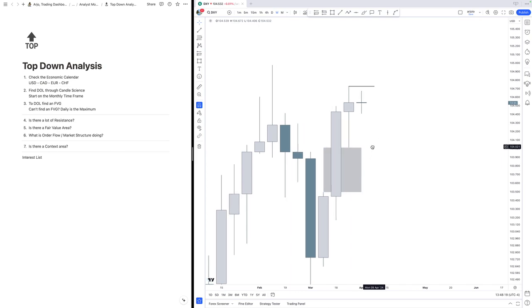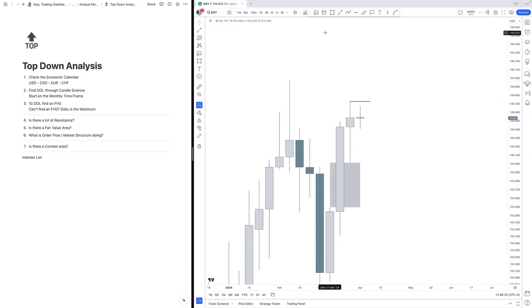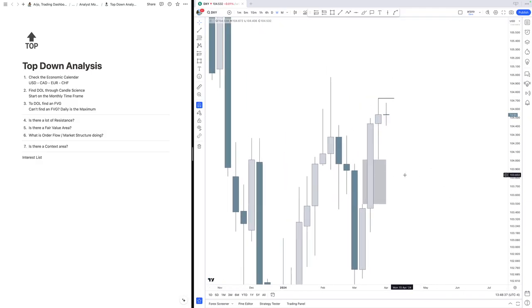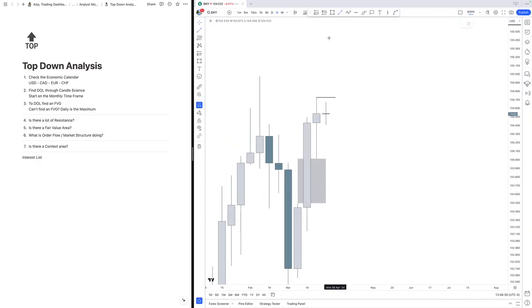So let's ask ourselves first a few questions. Is there a lot of resistance? No, there's actually, on the weekly time frame right here, no more resistance. So that means that potentially price can run quite fast right here already. All right, is there a fair value area? I would argue on the weekly right here, we're not really dealing with a fair value area. Potentially this one, but that's very premature and I wouldn't mark that out just yet.